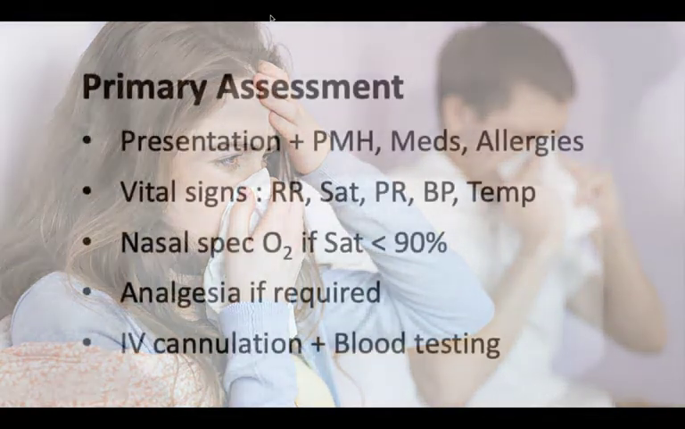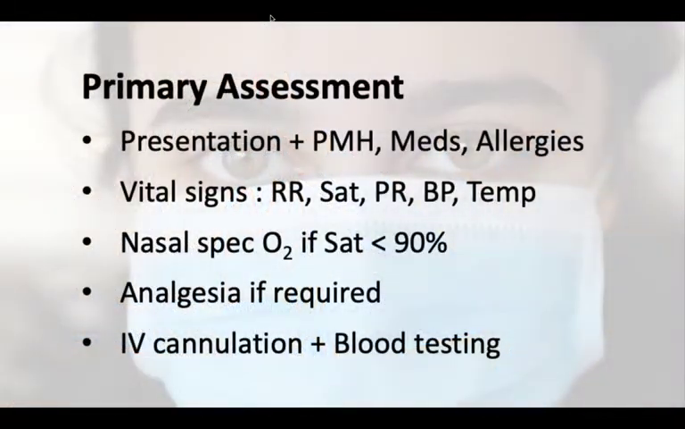We identified the initial assessment should include documentation of the patient's presenting symptoms and history of their illness, their past medical history, medications and allergies, that we should also in addition perform a set of vital signs to assess the respiratory rate, oximetry, pulse, blood pressure and temperature, and in patients with saturations less than 90%, we should apply nasal spec oxygen in the range of 2 to 6 litres a minute.